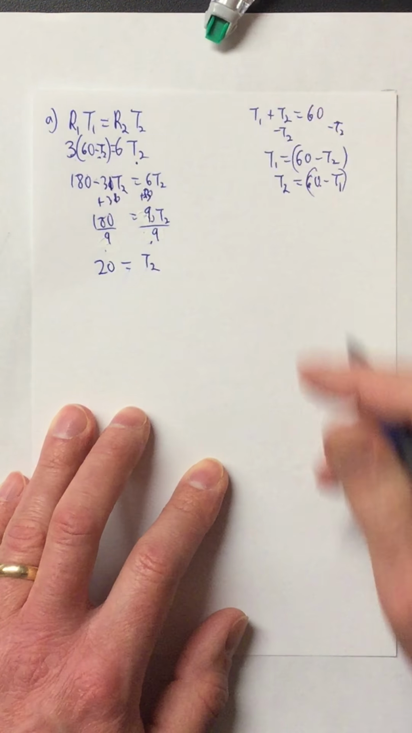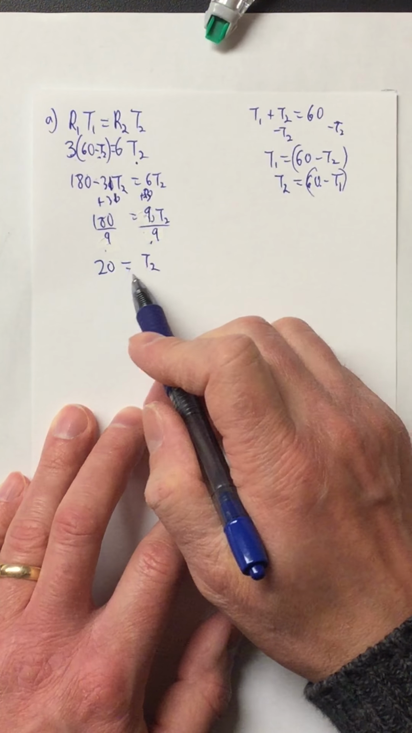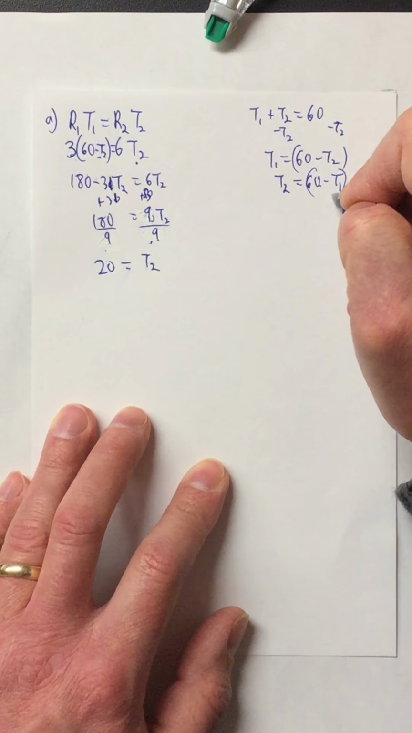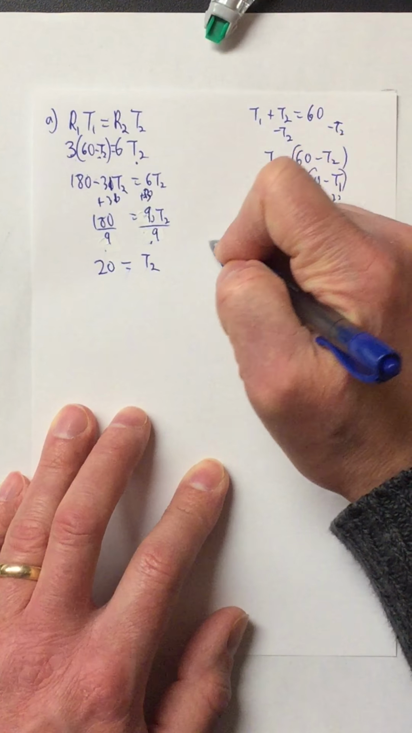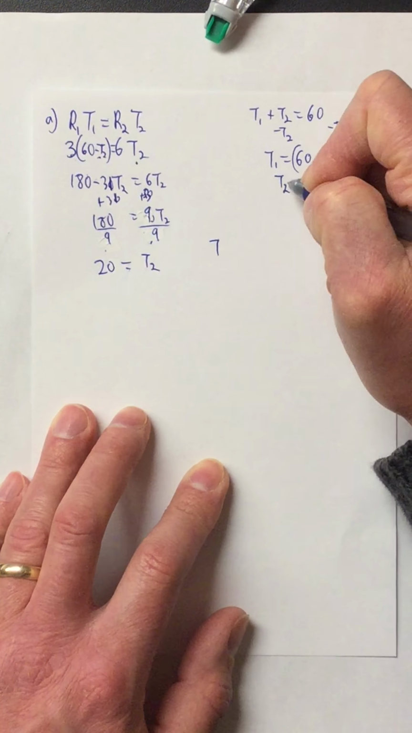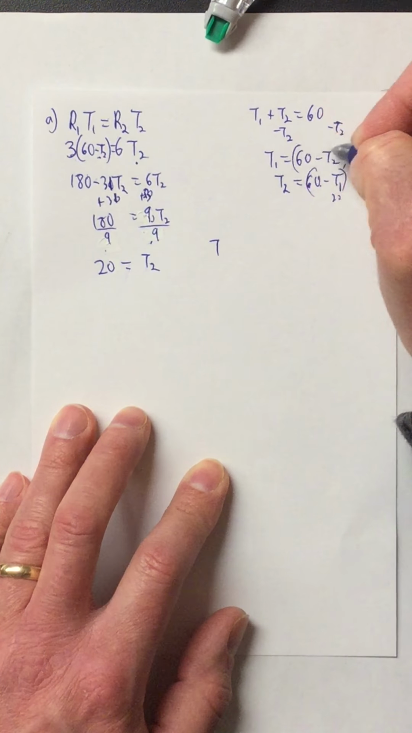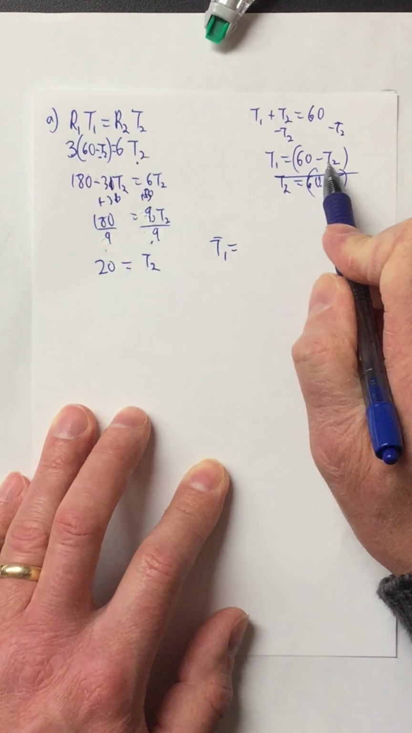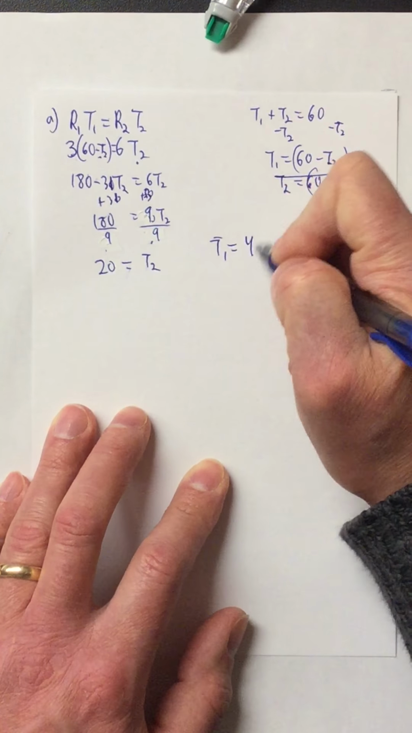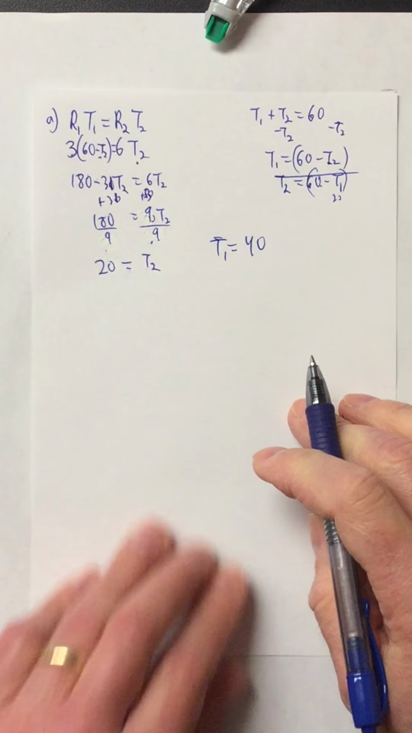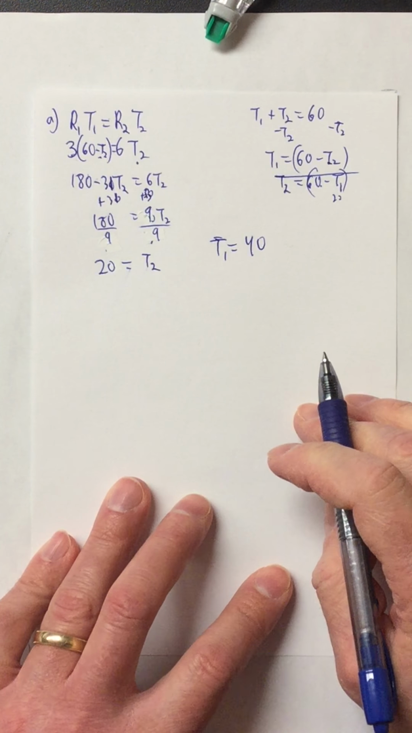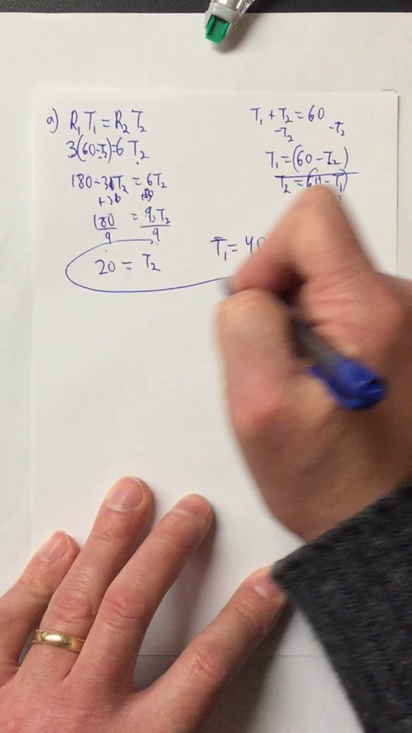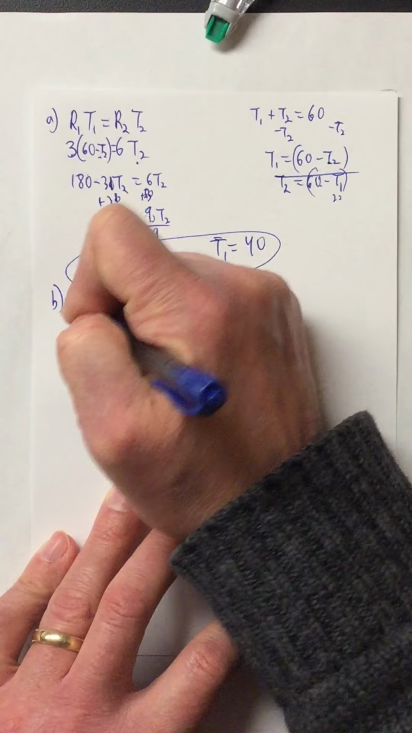There we go. Okay, so if T2 is 20, and I plug that in there, 60 minus 20, yep, right here, T1, looking at the wrong equation, and plug that in right here, 60 minus 20, then my T1 is equal to 40. Okay, let's work through practice problem B.